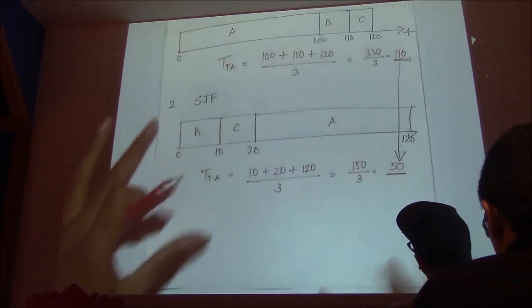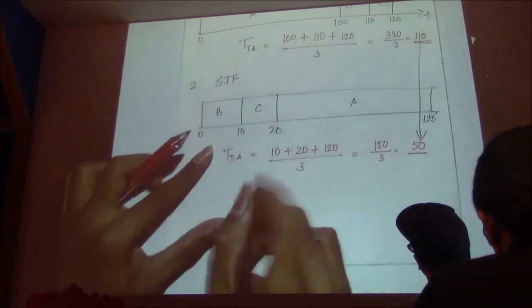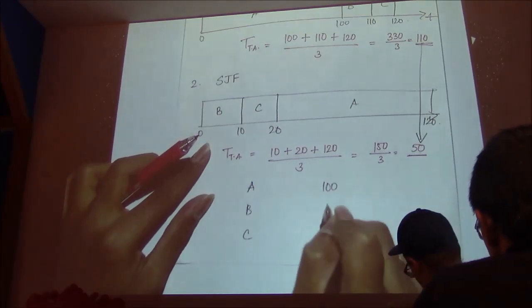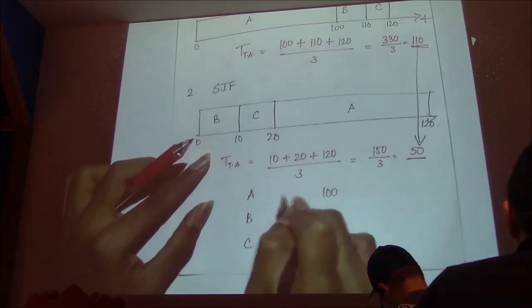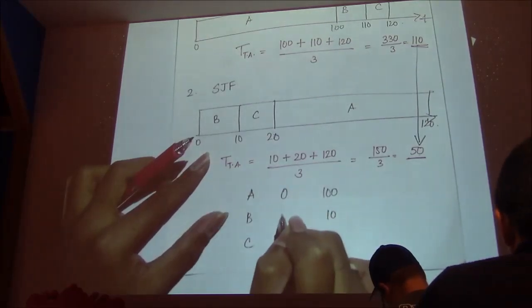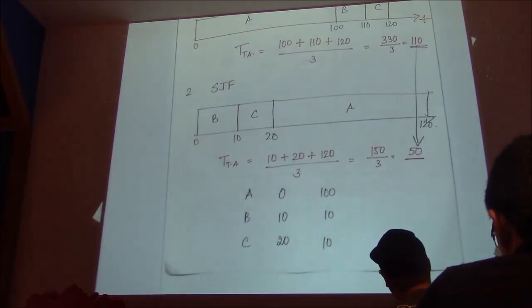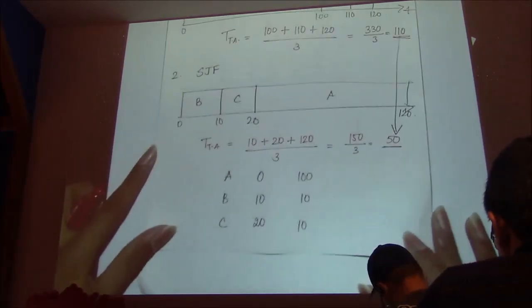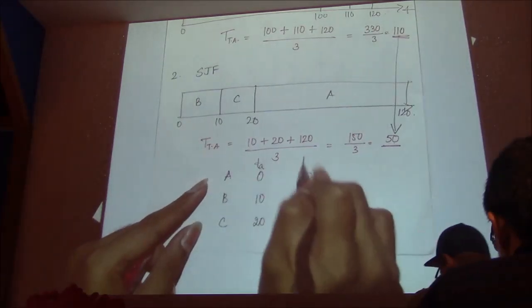Now in the same scenario, what will happen if we have ABC again with run times 100, 10, and 10, but the arrival times are 0, 10, and 20? What may happen in shortest job first scheduling? What will be the average turnaround time if this is the scenario? This is the arrival time and this is the run time.